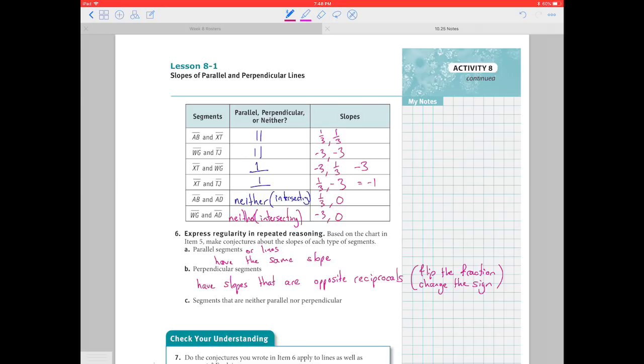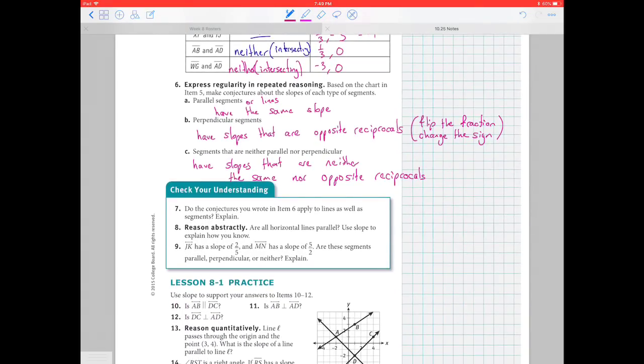Segments that are neither parallel nor perpendicular have slopes that are neither the same nor opposite reciprocals. So if we look at, do the conjectures you wrote in item 6 apply to lines as well as segments? Yes, since segments can be extended into lines. Are all horizontal lines parallel? Use slope to explain how you know.